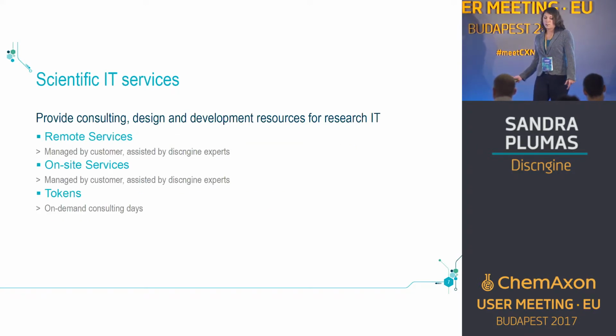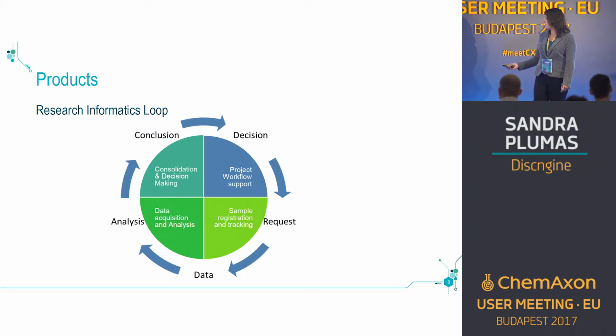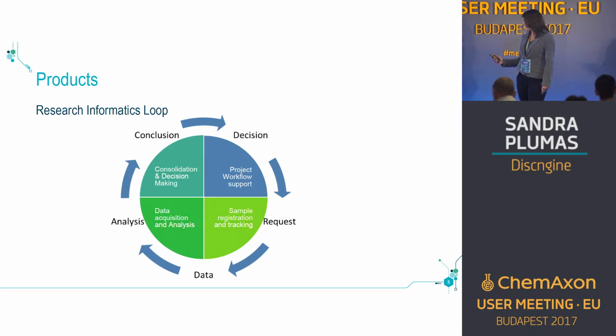So in Discngine, we provide consulting, design, and development resources for research IT. And in addition to service, we also develop scientific solutions. So our products are based on the idea that research informatics forms a loop. So this map shows you how our applications are in this loop.